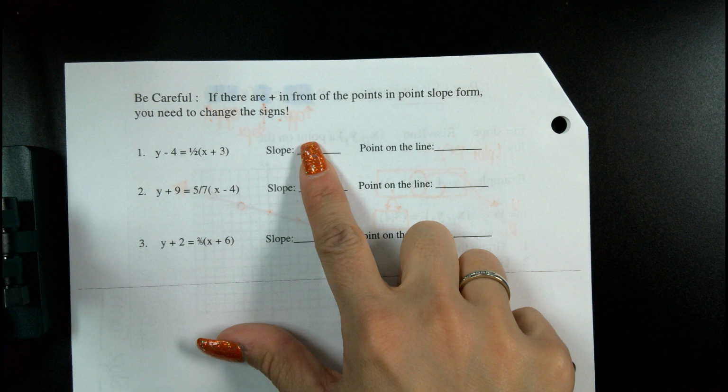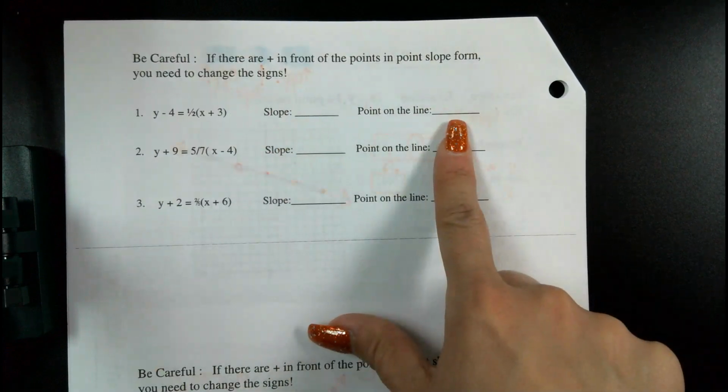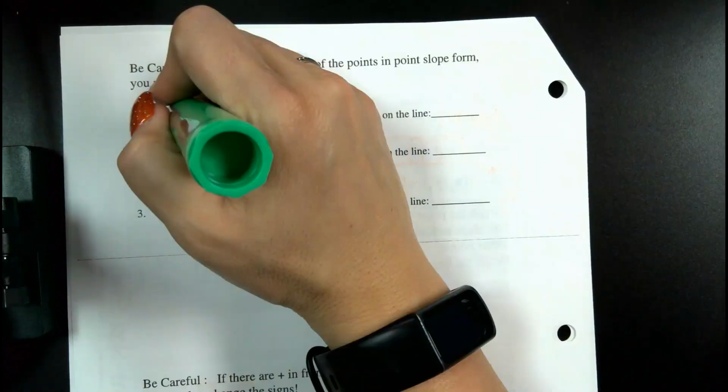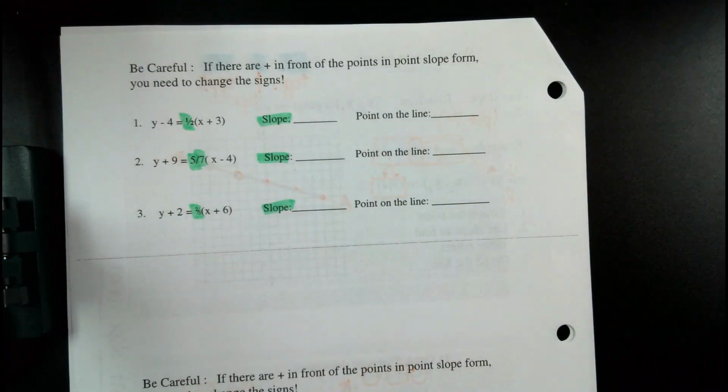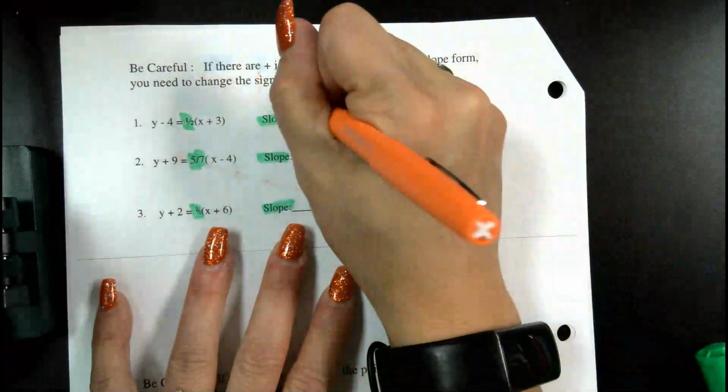Melissa. All they're asking us to do on these three is identify slope and then the ordered pair. So your slope is always the number in front. Here's my slope, here's my slope, here's my slope. So I'm going to highlight those in green. Okay. So the slope of number 1 is 1/2.